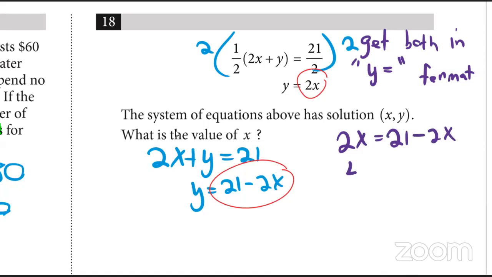Add 2x to both sides. Divide both sides by 4. X is 21 over 4. And that's one of the possible answers for number 18. 21 divided by 4 as a decimal will be 5.25. And that would be accepted as an answer as well.